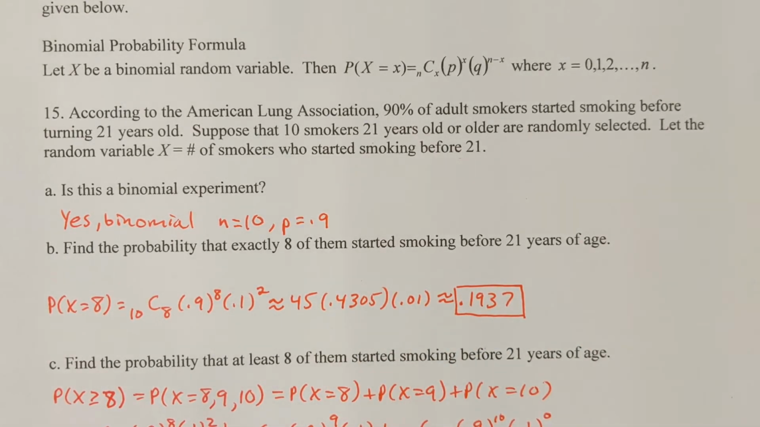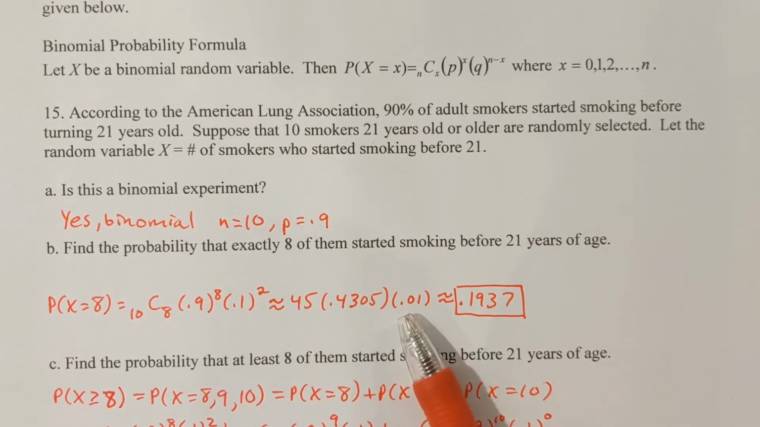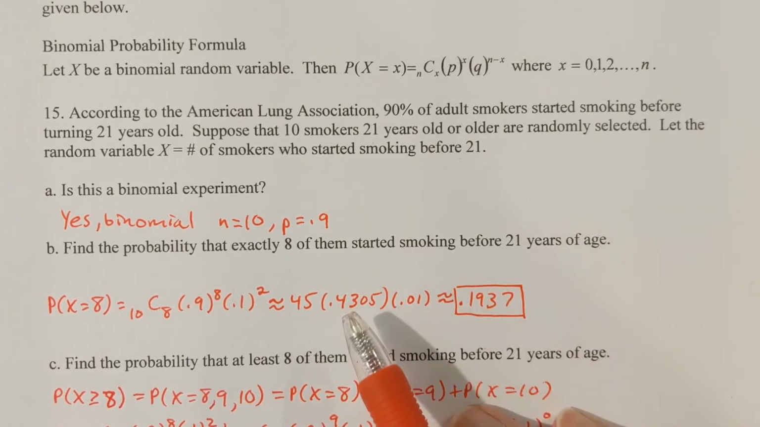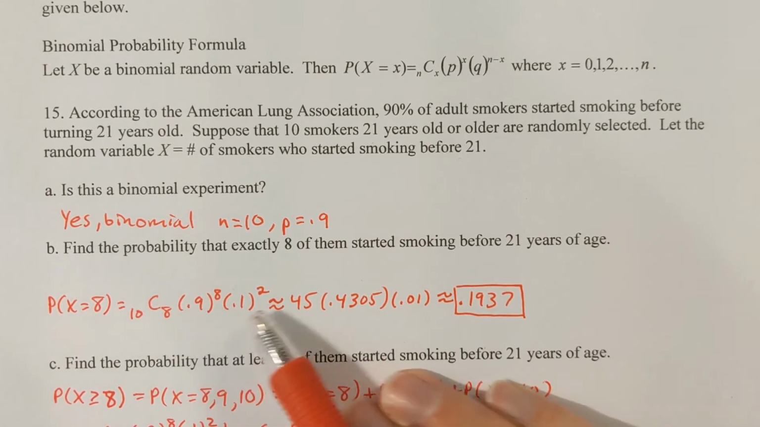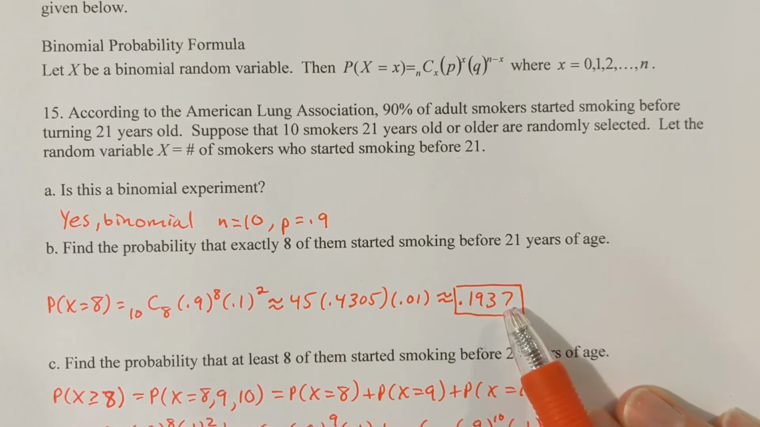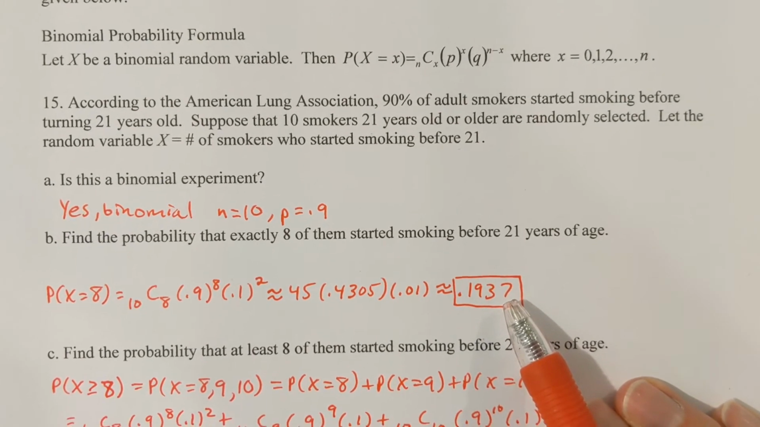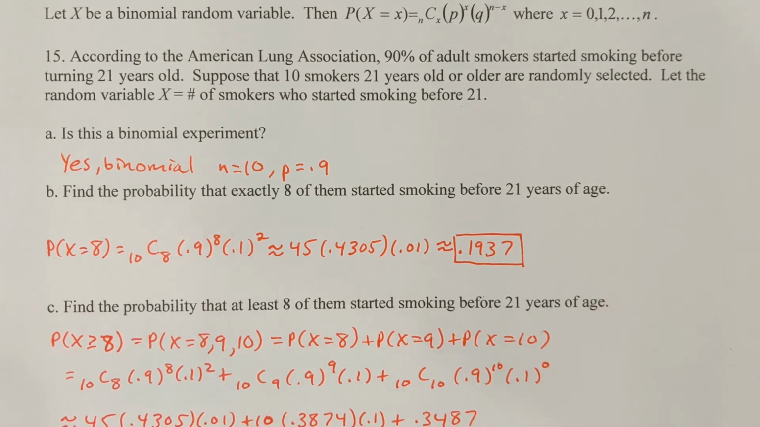And then I would take 0.9 to the 8th. 0.9 to the 8th would be 0.4305 if you round to 4 digits. 0.1 squared is 0.01. That's a rounded number, so I've used the approximation sign. At this point, I multiply these 3 numbers together, and I get 0.1937 as my answer. So what that means is that there's a 19.37% probability that we would have exactly 8 out of the 10 smokers starting before 21 years of age.